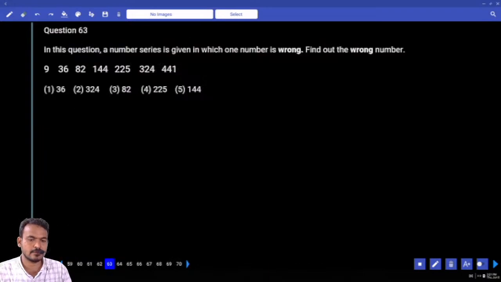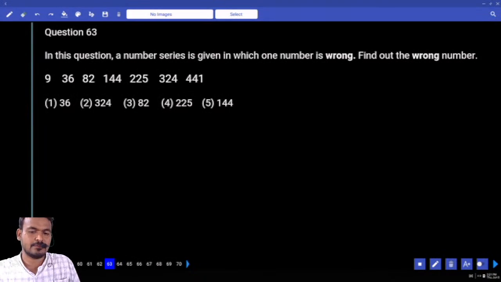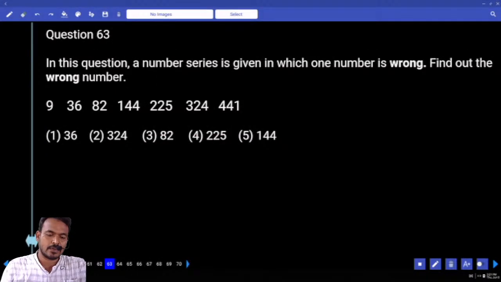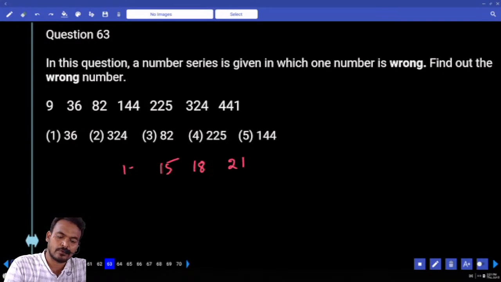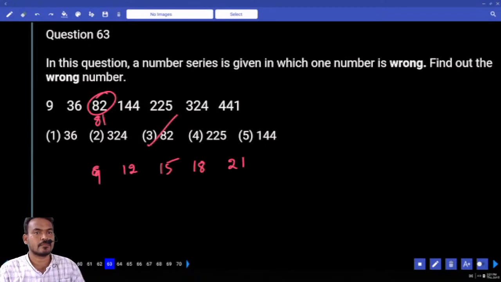Next 63. Wrong number series or missing number series? Wrong number series. 441 perfect square. Which one square? 21 square. 324, 18 square. 225, 15. 144, 12. Obviously 9 square, 81. But in place of 81, your value how much? 82. Then wrong number is 82.